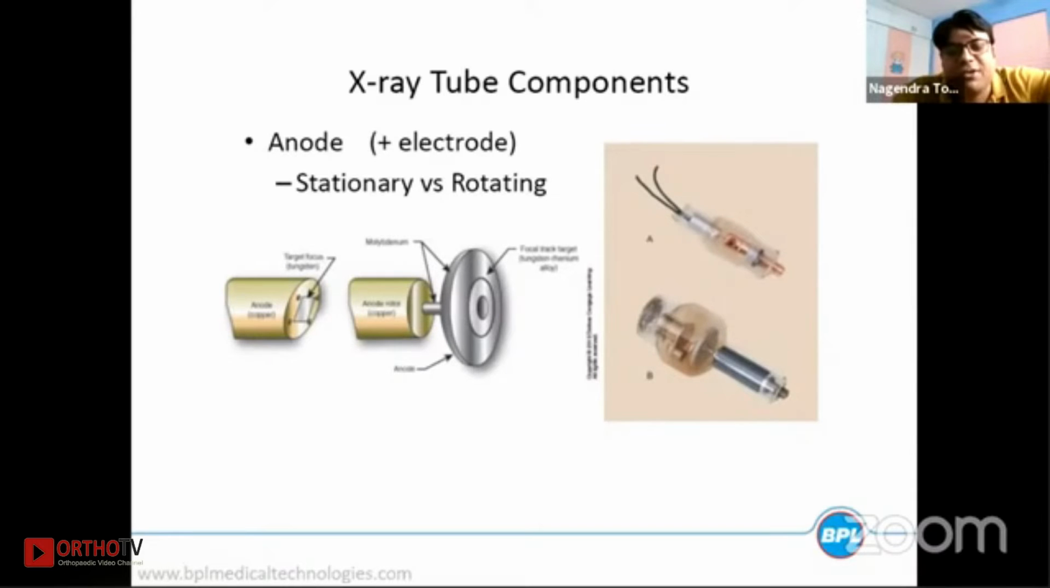Or you can simplify this: up to 100 mA you can easily go with the stationary anode. But if you want to go beyond 100 mA in radiographic output, then you do require a rotating anode CM. On the right side you can see the rotating anode is a little bit bigger compared to the stationary anode, which is compact in size. The monoblock with a rotating anode is obviously more powerful, but also a little heavier in size and weight.